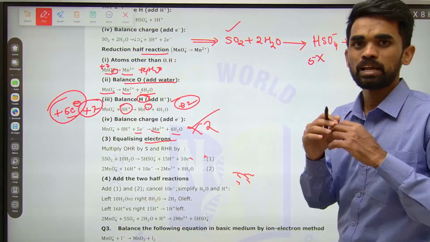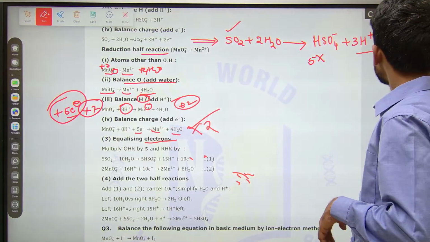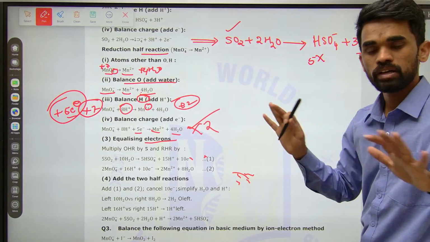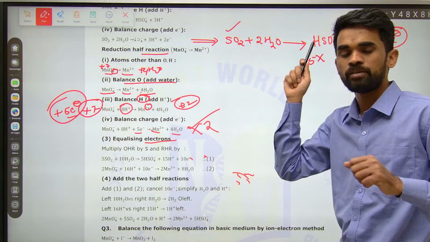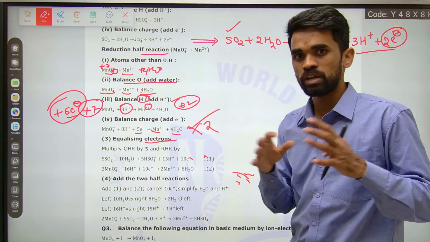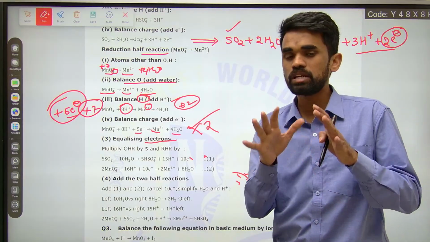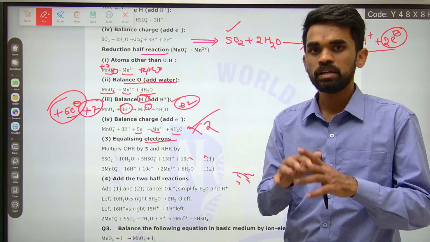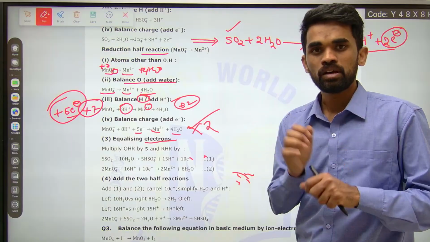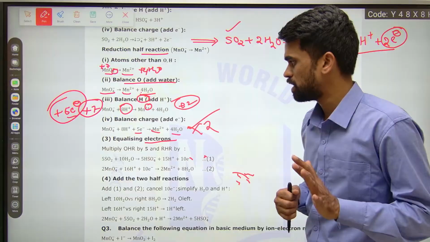Therefore, overall number of electrons here becomes 10. There also becomes 10. 5 2s are 10 and 2 5s are 10. So electrons are equal at reactant and product side, oxidation and reduction half. So they can get cancelled out. There are no electrons present in the final equation. Yes, in a redox reaction, the final equation does not contain any electrons. It should be only atoms or ions or molecules or species, like ionic charges only. No electrons should be written in the final equation.